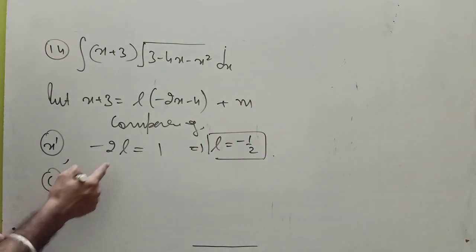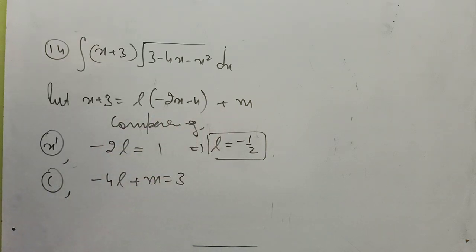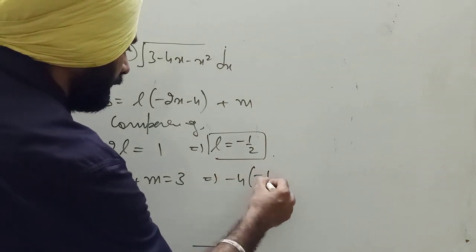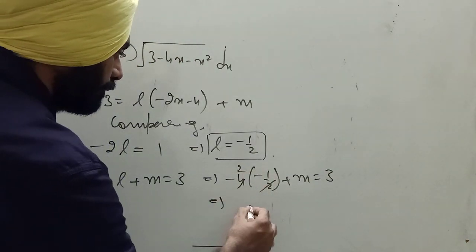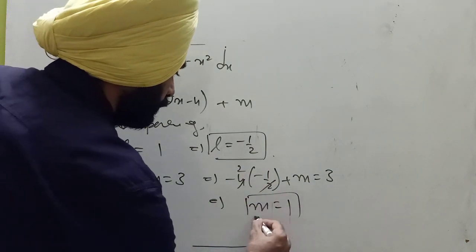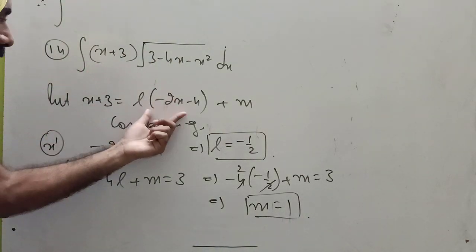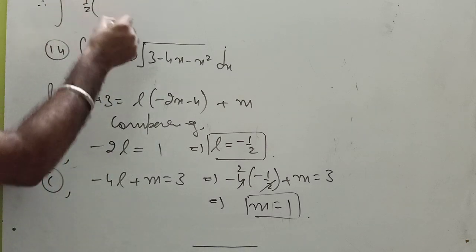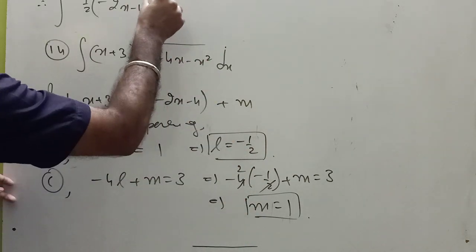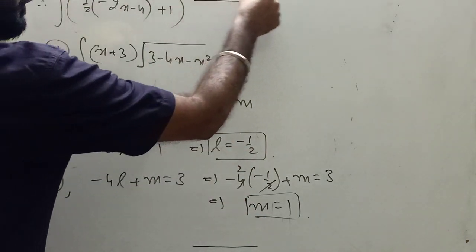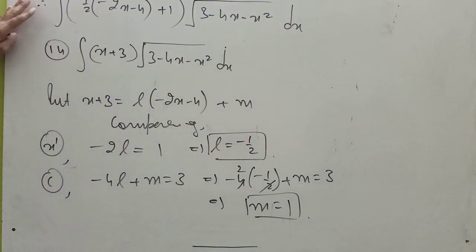Constant terms are minus 4L plus m, and the left hand side is 3. Put the value of L as minus 1 by 2: plus 2 plus m is equal to 3. The 2 cancels out, so the value of m is 3 minus 2, which is 1. So these are the values of L and m. Therefore, this integral becomes L times, minus 1 by 2 into (minus 2x minus 4), plus m, that is 1, into under root of 3 minus 4x minus x square dx. So now this is our question.